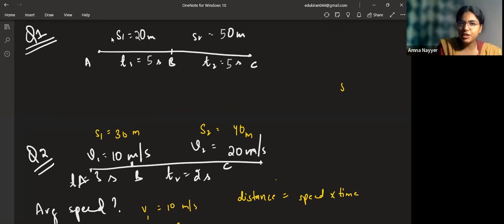So this is the initial first distance. This is the next distance. This is the initial time. This is the next time. So what will be the average speed? Quickly, everyone, answer me in the chat column.